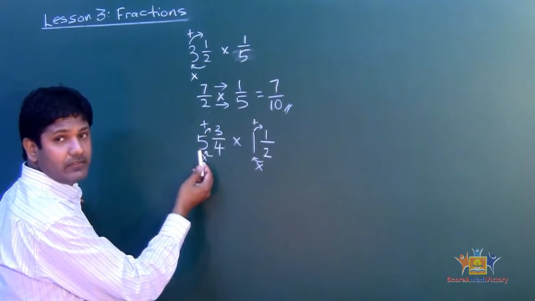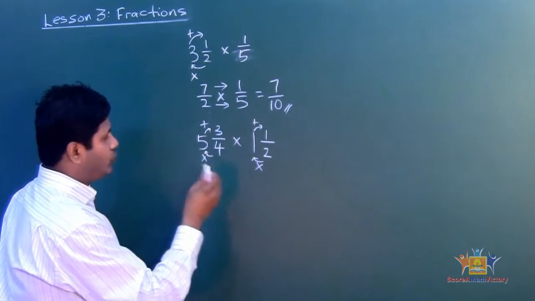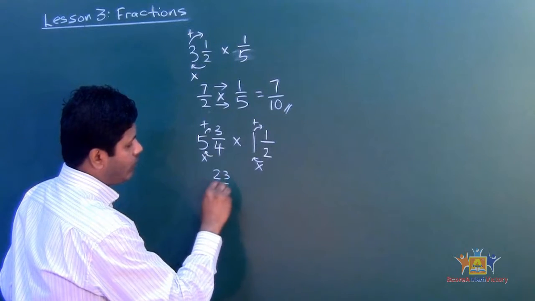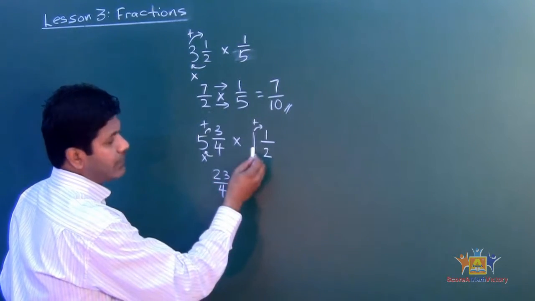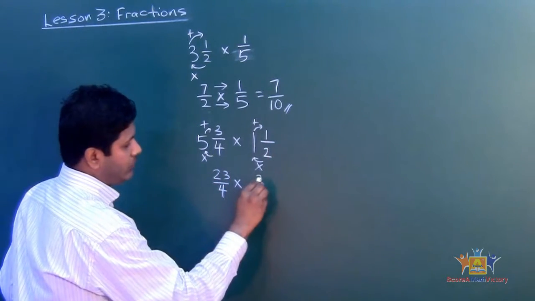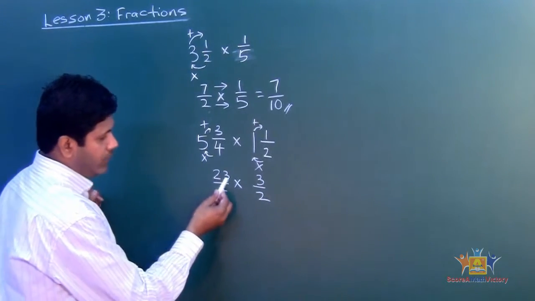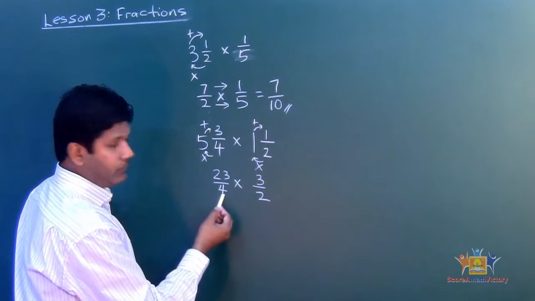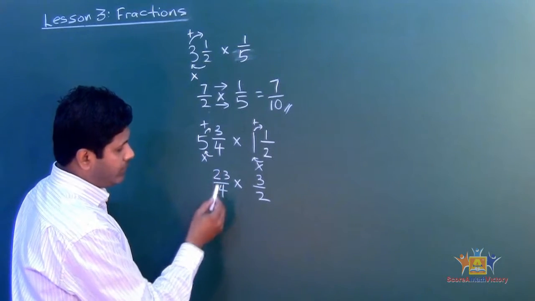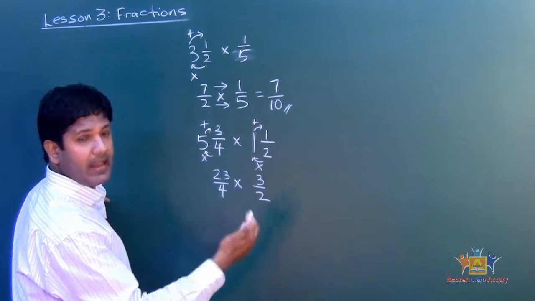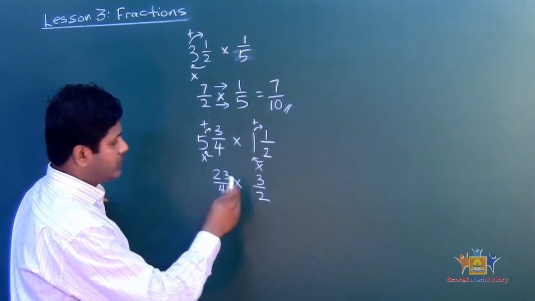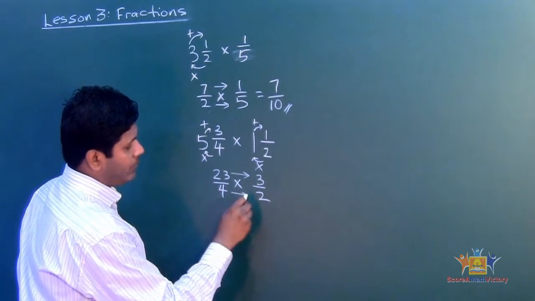4 times 5 is 20. 20 plus 3 is 23. So 23 over 4 times 2 times 1 is 2 plus 1 is 3. 3 over 2. Now see if you can simplify. 23 and 2, I can't. 3 and 4, I can't. So 23 and 4, I can't. Which means I cannot. Okay, 3 over 2, I cannot. So now I apply the double arrow method.